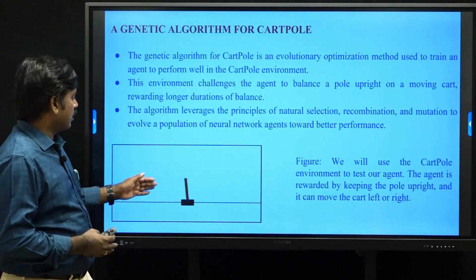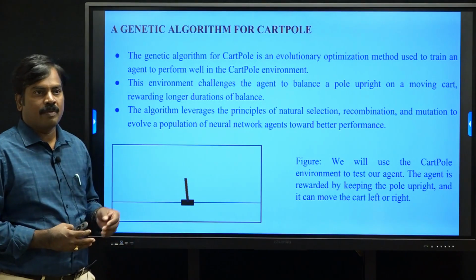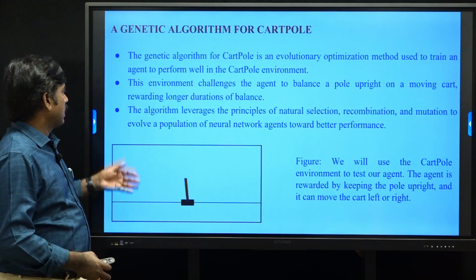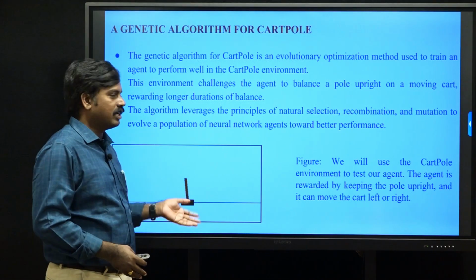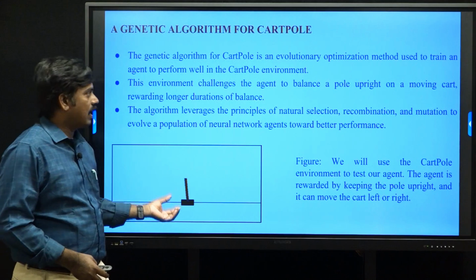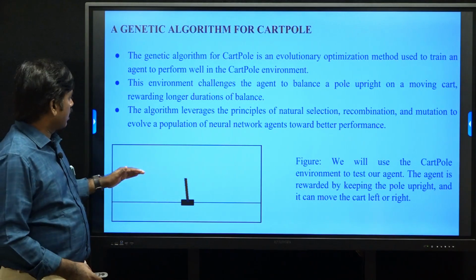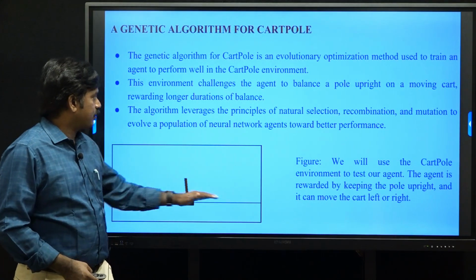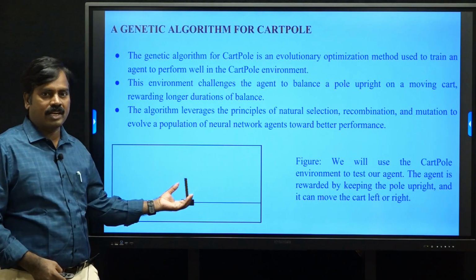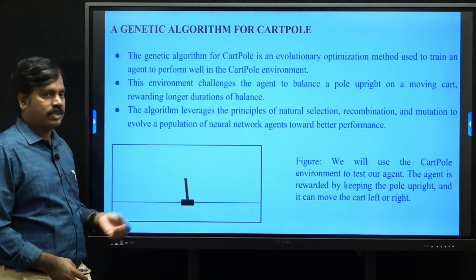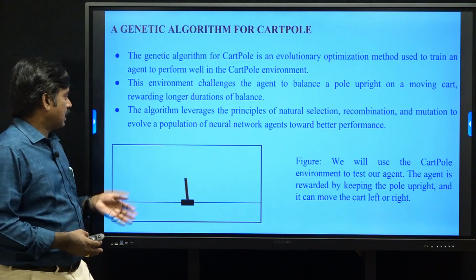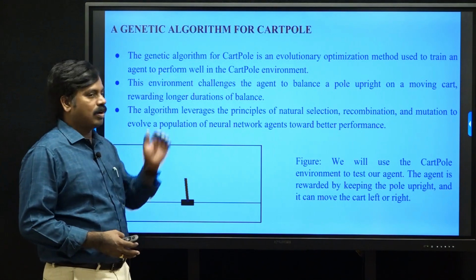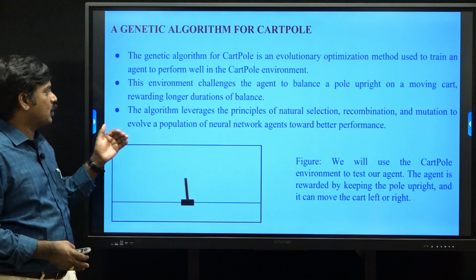the base. The longer the duration, the higher the reward. The environment challenges the agent to balance the pole upright on the moving cart, either left or right. The longer the pole stands on the cart, the higher the reward. The algorithm is the genetic algorithm. The genetic algorithm is an evolutionary algorithm.